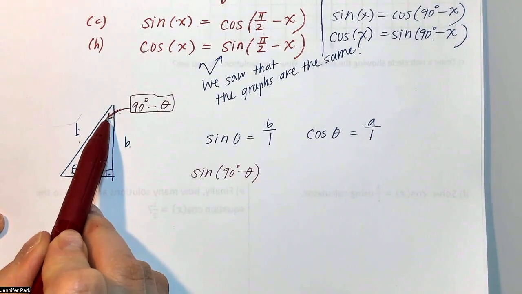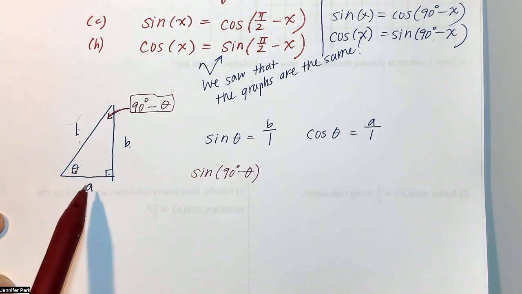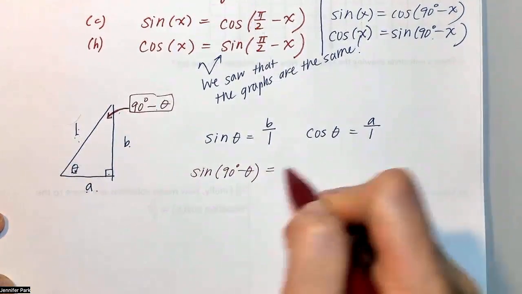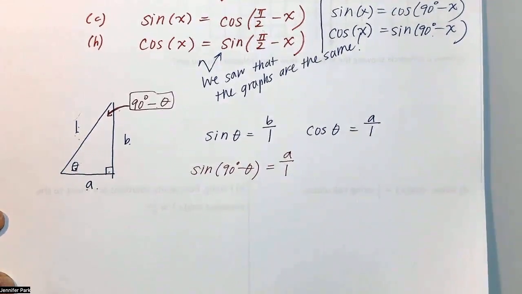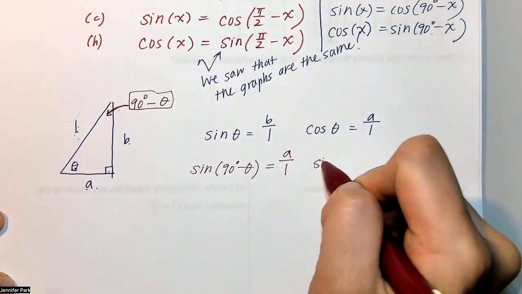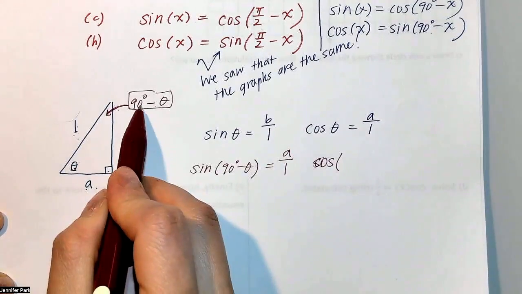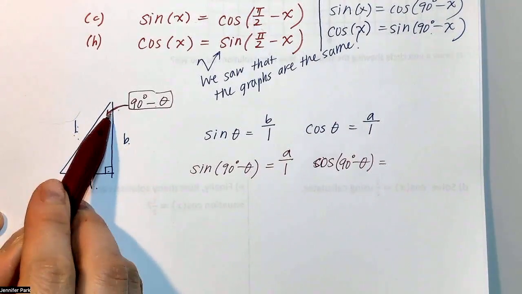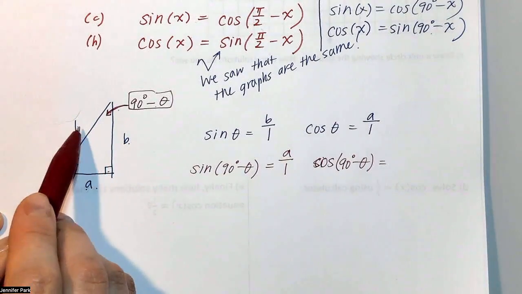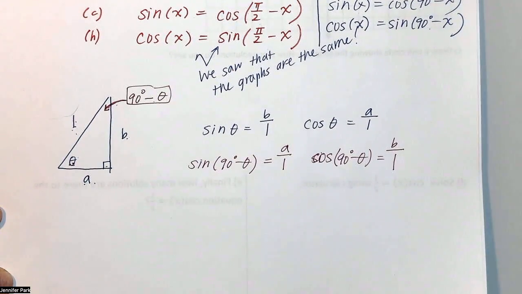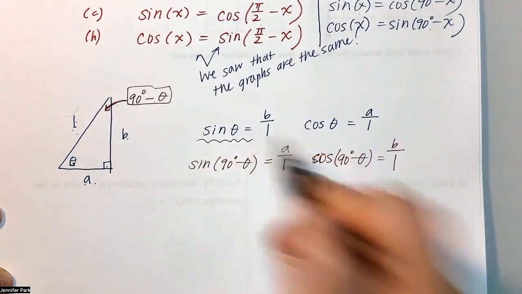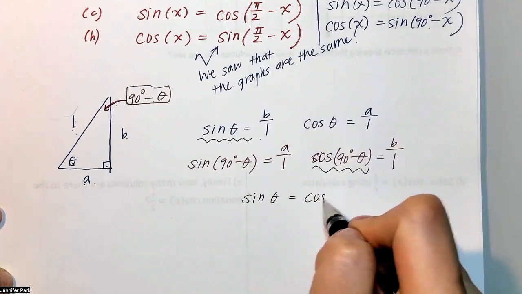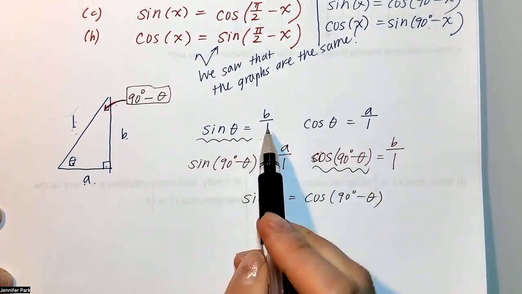The sine of that angle, which we're going to call just 90 minus theta, is opposite over hypotenuse, right? So that's A over 1. And if we do it for cosine, the cosine of that angle is adjacent over hypotenuse. So this time the side adjacent to that angle is going to be B, so it ends up being B over 1. And if you look at it, you can notice that sine theta is actually the same value as cosine of 90 degrees minus theta. They're both equal to B over 1.